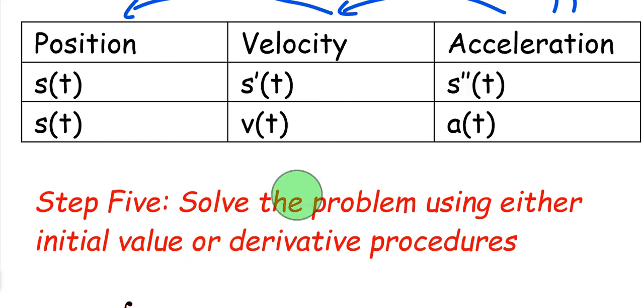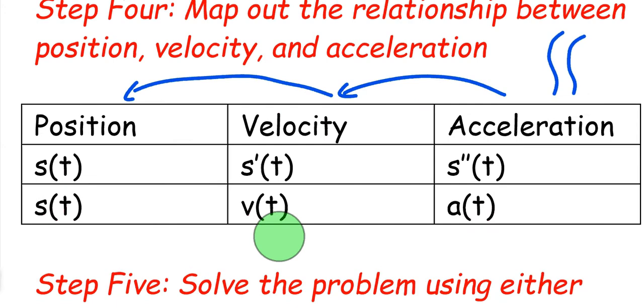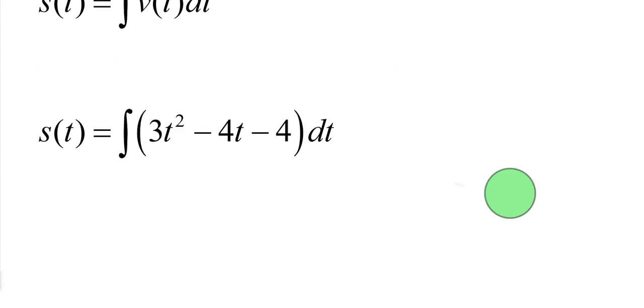So step 5, you want to solve the problem using either initial value or derivative procedures. In this case, we want to take the antiderivative twice. Again, in the previous example, we already found the antiderivative of 6t − 4, which was our acceleration. That is 3t² − 4t + c. We found c by using the fact that the initial velocity was negative 4, so that will be our c value. So it's 3t² − 4t − 4 for the velocity.